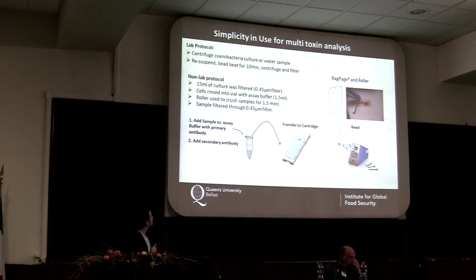Then you add your sample to your assay buffer with your primary antibody. You transfer that to the cartridge. You then add a secondary antibody to the cartridge, and then you read.